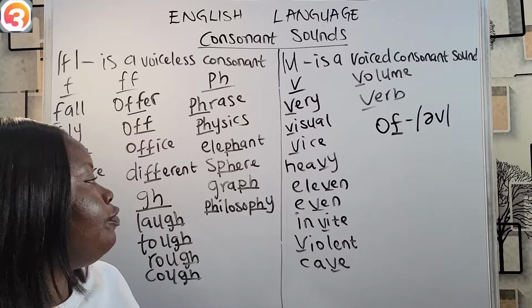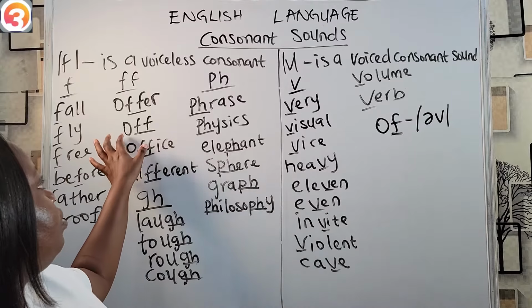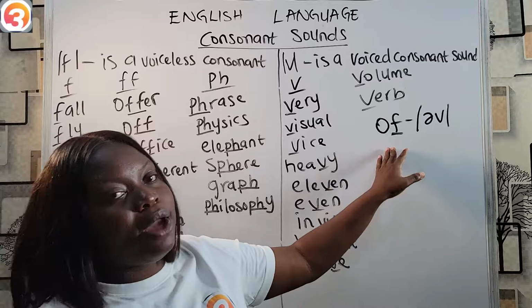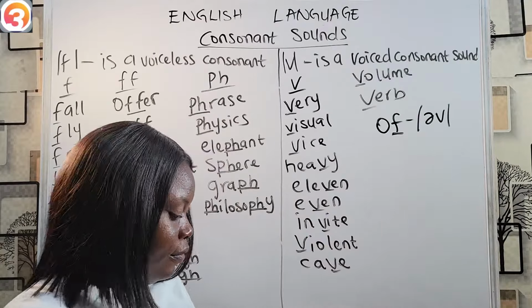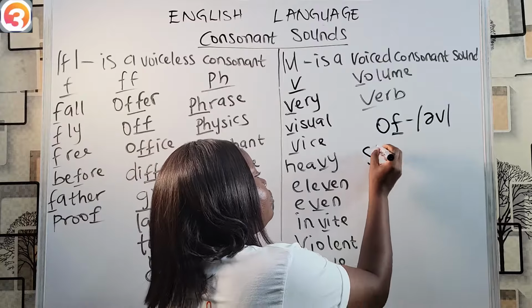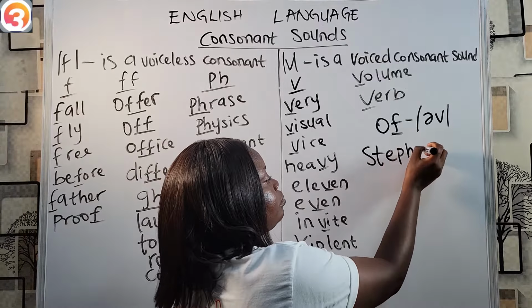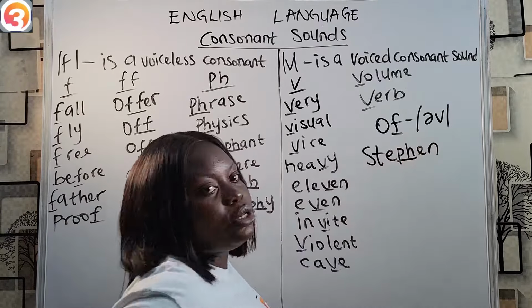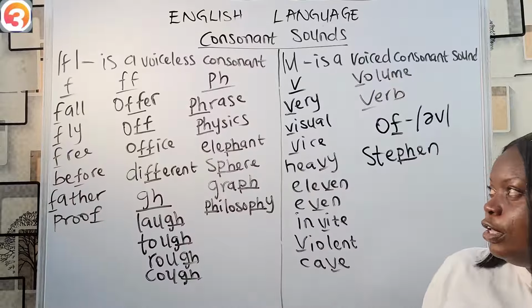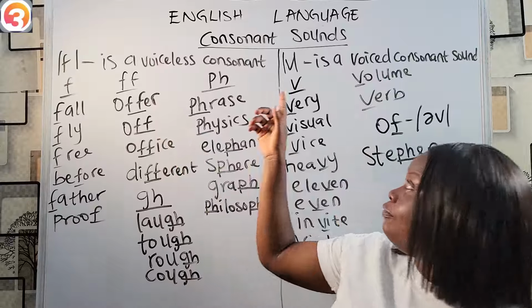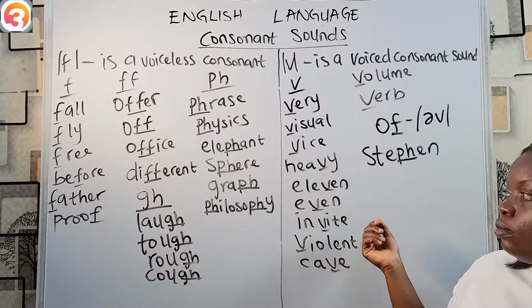So let's note the difference. OFF is pronounced as off, but OF is pronounced as of, /ɒv/. Then we also have Stephen. The PH doesn't contain /f/, but /v/. So that's it for the /f/ and the /v/ sound.